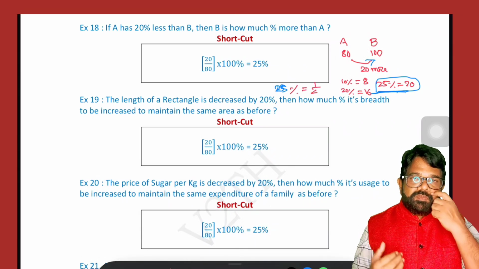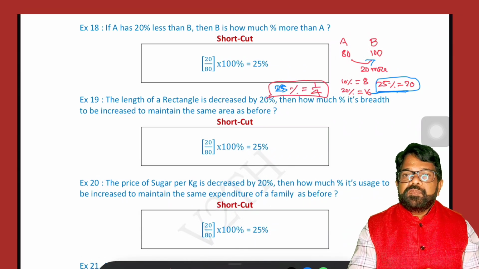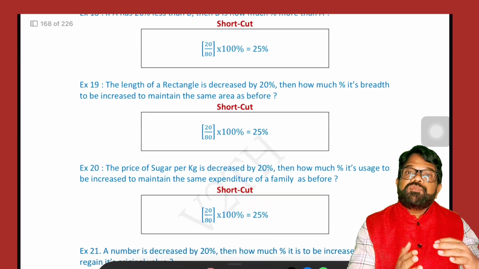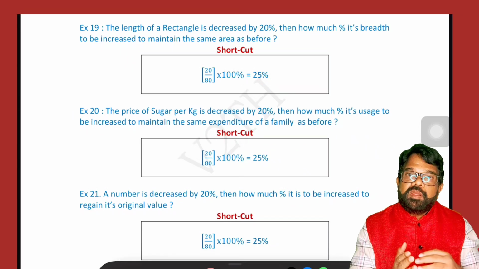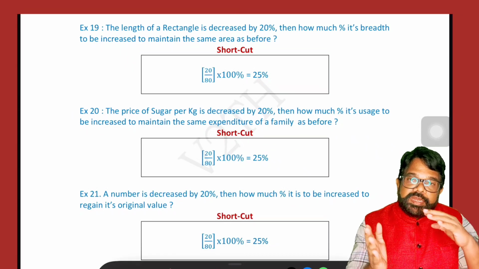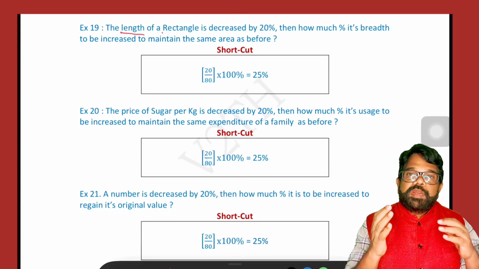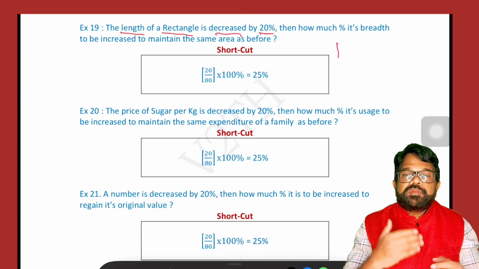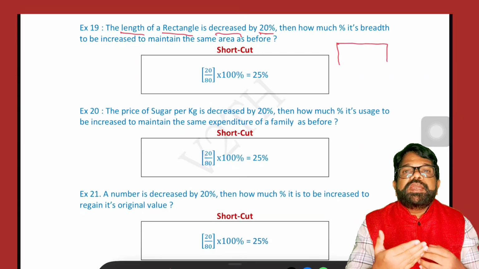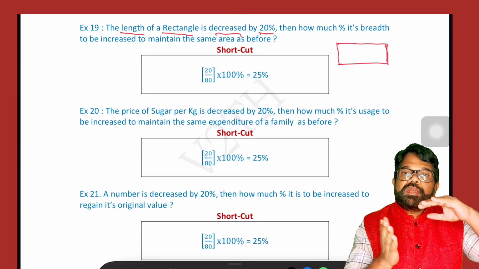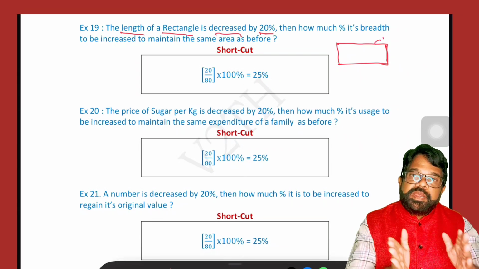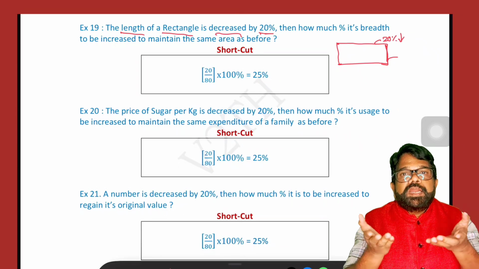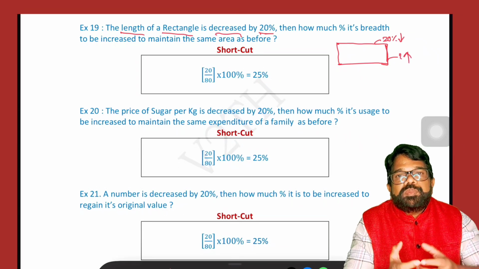Now see another example. The length of a rectangle is decreased by 20%. Here observe the nature of the example: initially it is decreased. Then how much percent should its breadth be increased to maintain the same area as before? When the length of a rectangle decreases, automatically its area decreases. But to maintain the same area, what do you do? Its breadth has to be increased. But how much percent?